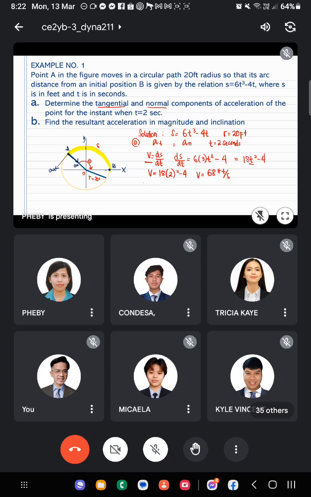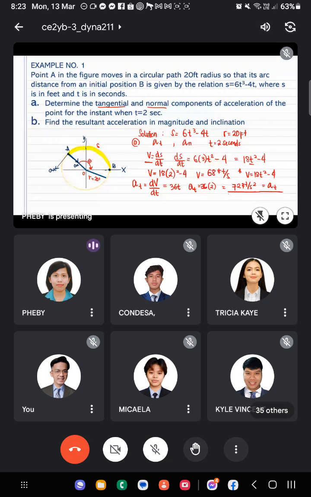So, if our velocity is 68 feet per second at time 2 seconds, what is AT and AN? So, for our AT, ang formula will be dv or the first derivative of our velocity with respect to time. So, if our v is equals to 18t squared minus 4, kapag kinuha natin yung kanyang first derivative, this will be 36t. Diba? Kaya yung ating acceleration tangent will be 36 multiplied by 2, which is 72 feet per second square. So, yan si AT, si acceleration tangent.